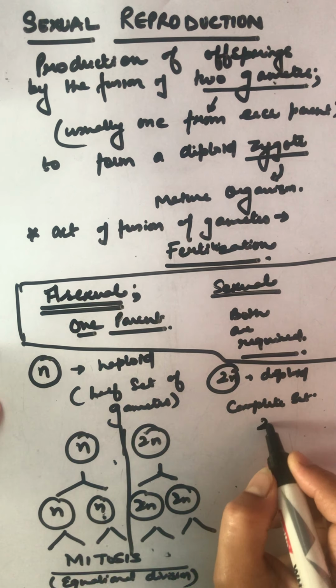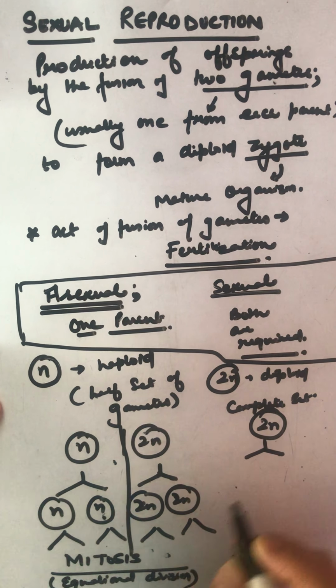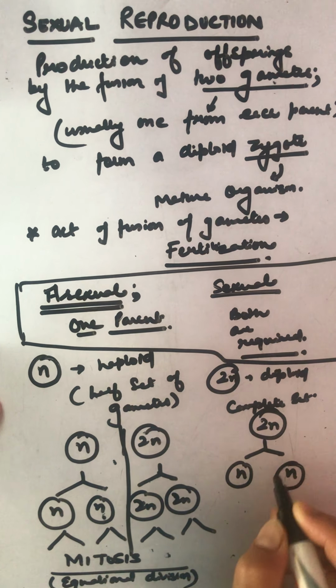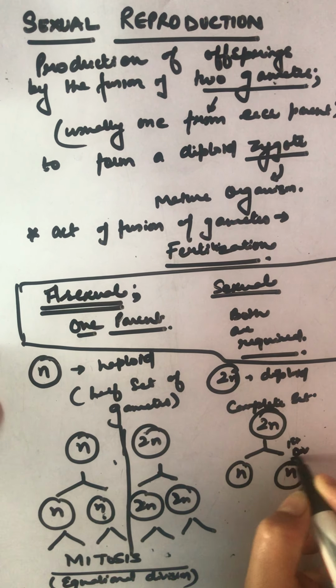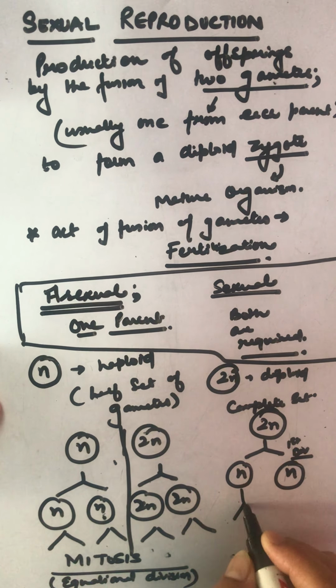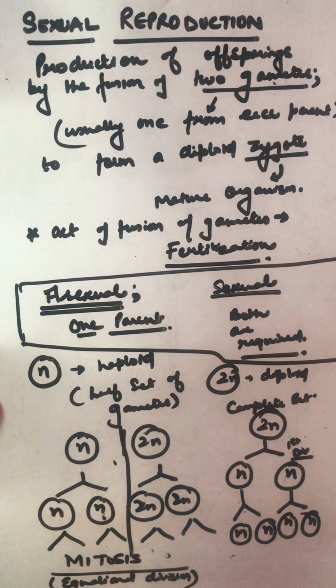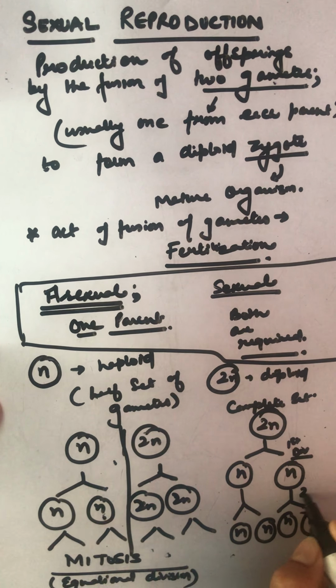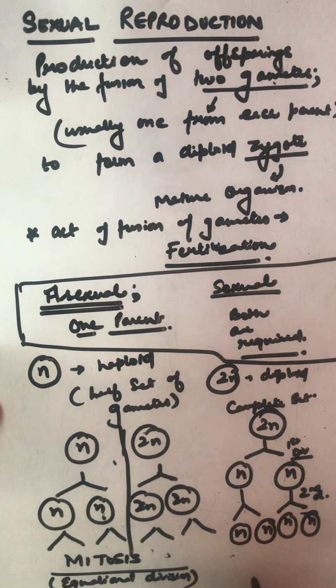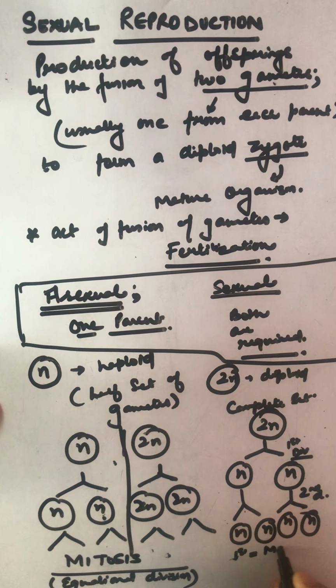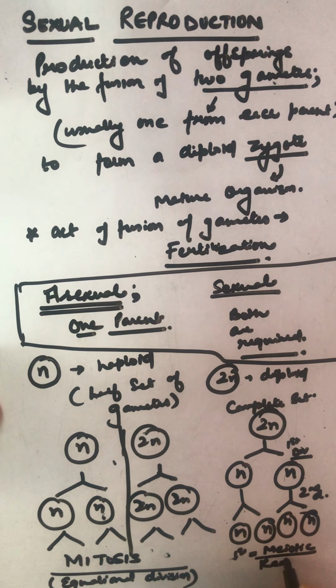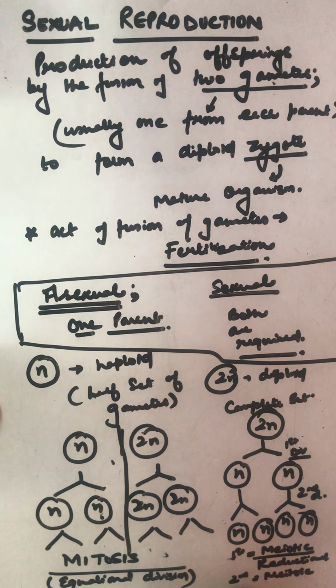Here we say the parent is 2n. The first division is always reductional division, and the second is equational. Then the number gets restored. The first meiotic division is reductional, and the second meiotic division is equational.